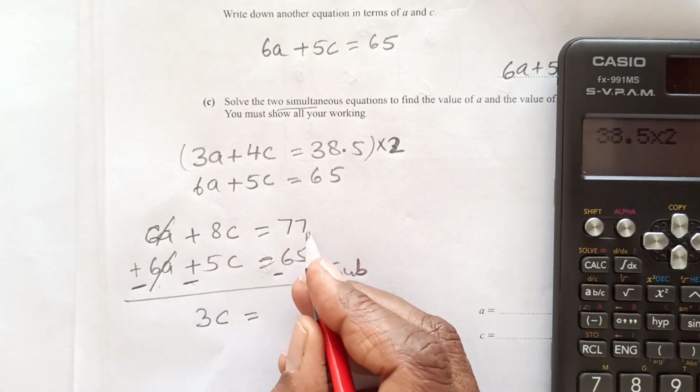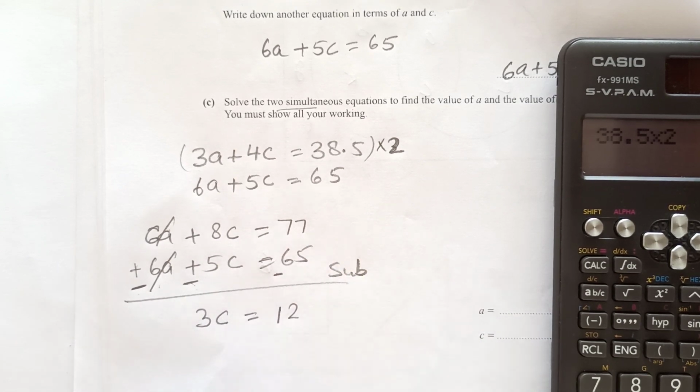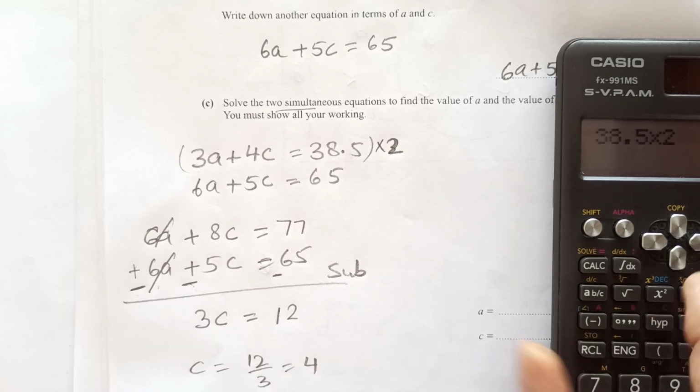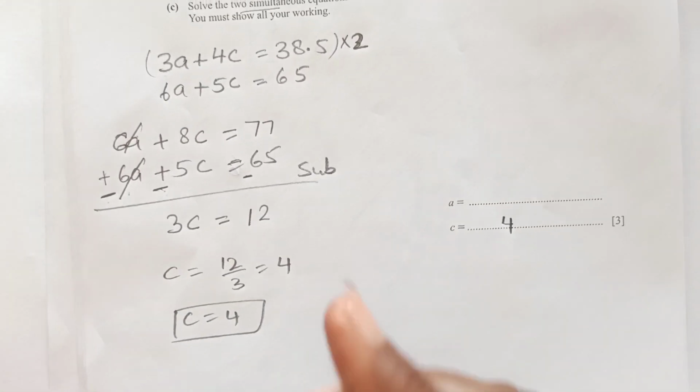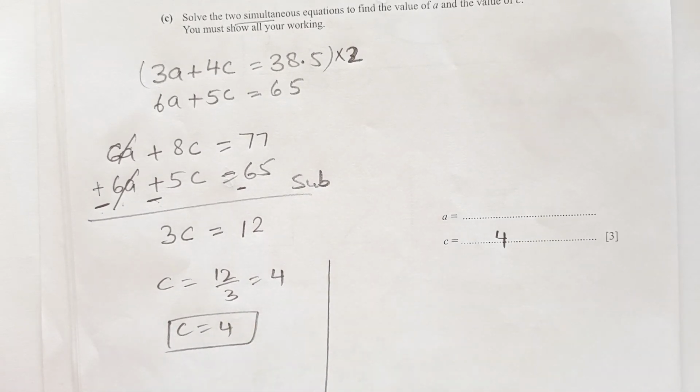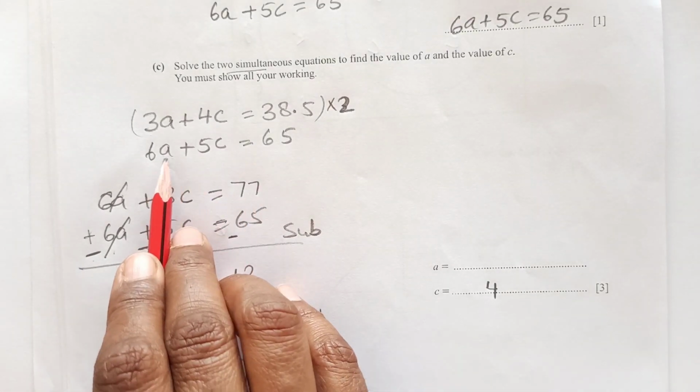Now you subtract this one. 77 minus 65 is 12. So C is going to be 12 over 3, which is 4. So C is 4, right? So the value of C is 4. Now we can easily find the value of A by substituting the values, right?